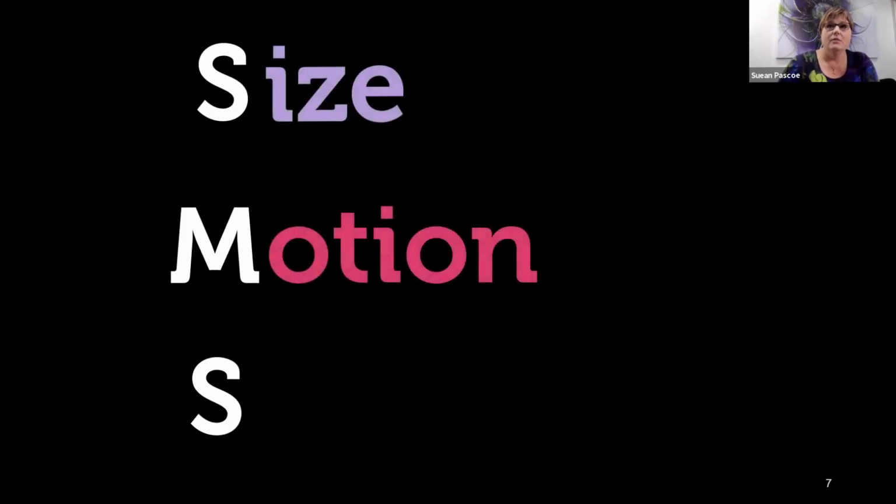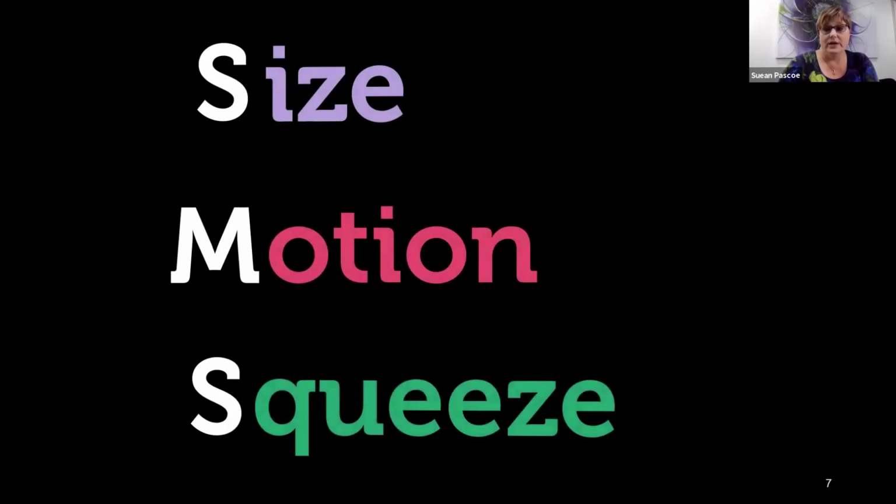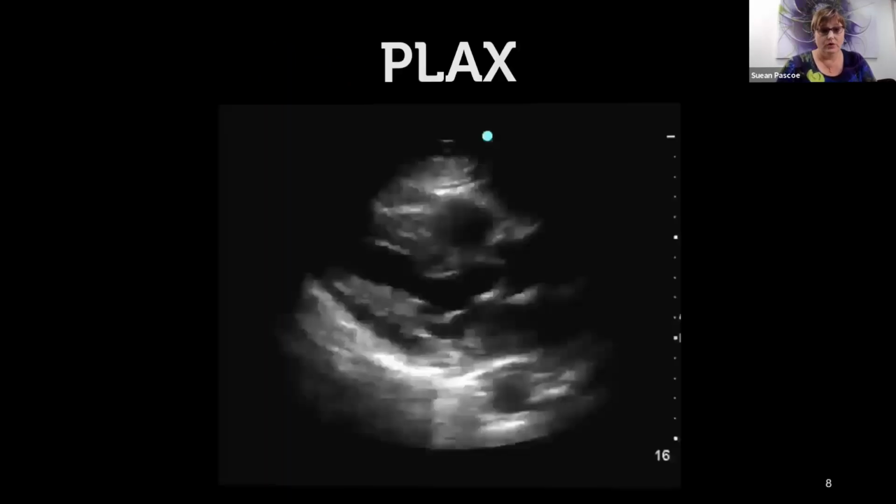I'm going to assess the 4 basic views essentially in the same way for each view. To start with, come up with a mnemonic: SMS, like your text messages. We're going to look at the size, motion, and then how much squeeze. So in each view, we're going to evaluate size, motion, and squeeze as a way to give us an indication of whether this heart is normal or not.